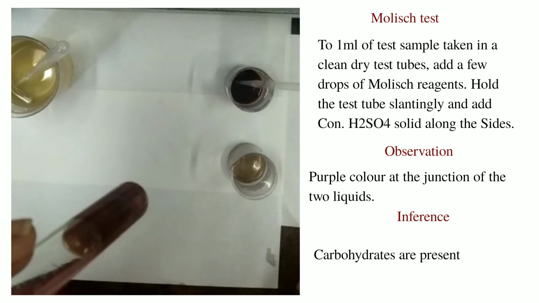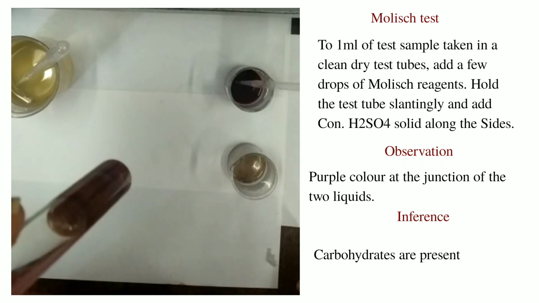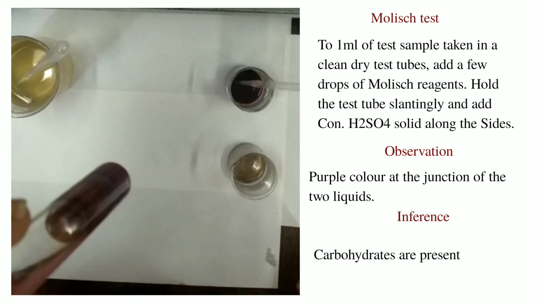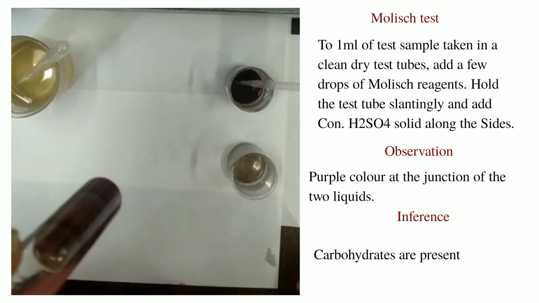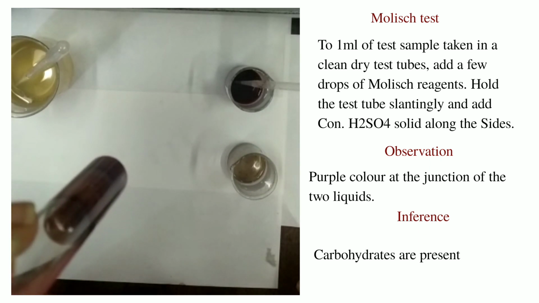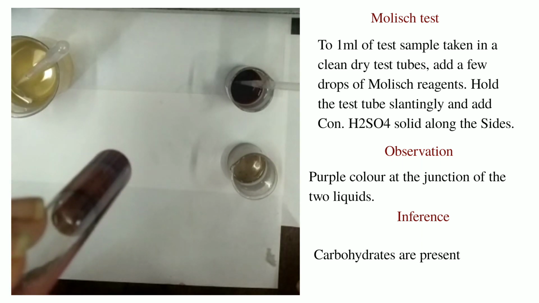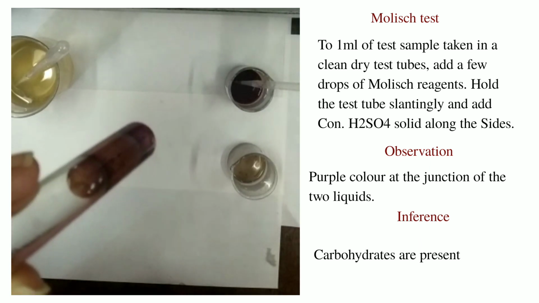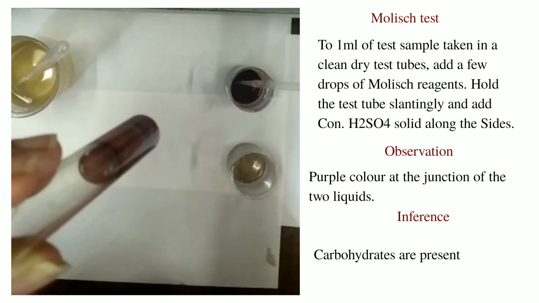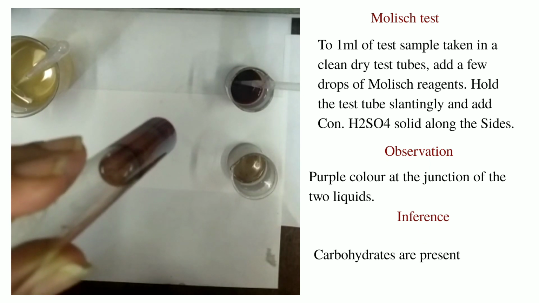Once you add sulfuric acid, you can see the formation of a purple ring at the junction of the two liquids, that is sulfuric acid and the analyte. Analyte meaning the sample and Molisch reagent together. So between that and sulfuric acid, you can see a purple ring. So this indicates the presence of carbohydrates.